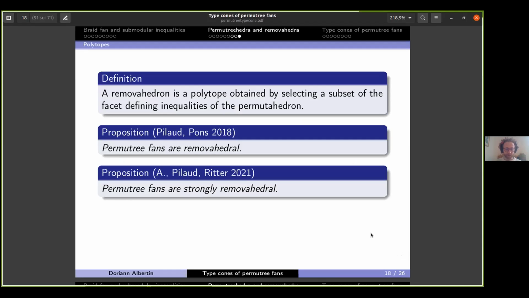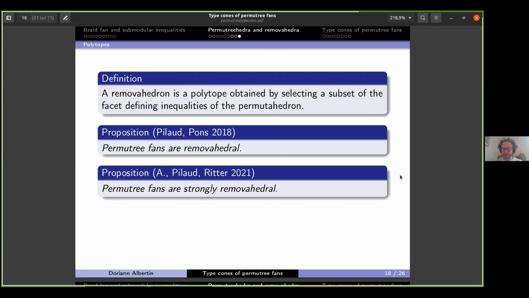But we prove that they are in fact strongly remove-ahedral, meaning that you can replace here the permutahedron by any polytope realizing the braid fan, anything in the type cone of the braid fan. And this is still true. So they are strongly remove-ahedral.